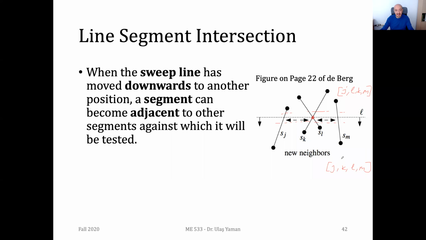So that's why we call it an event point, since some events happen there at that point, and we need to do, again, a check between the neighbors. So we have new neighbors. We don't need to check K and L once again, since they have been already checked. We need to do a check between J and K and also L and M. We don't need to check J and M, since we stated earlier that we only need to check the adjacent ones, not all the pairs in the status data structure.